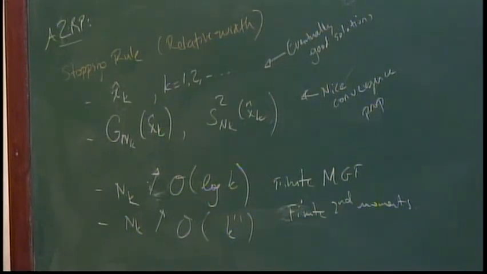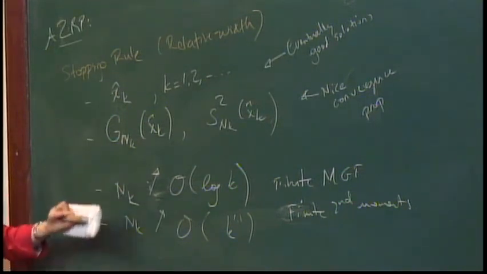And then, if you have these conditions satisfied, then here's what you do. So the relative width stopping rule does this. Any questions on this? May I erase it? Okay.